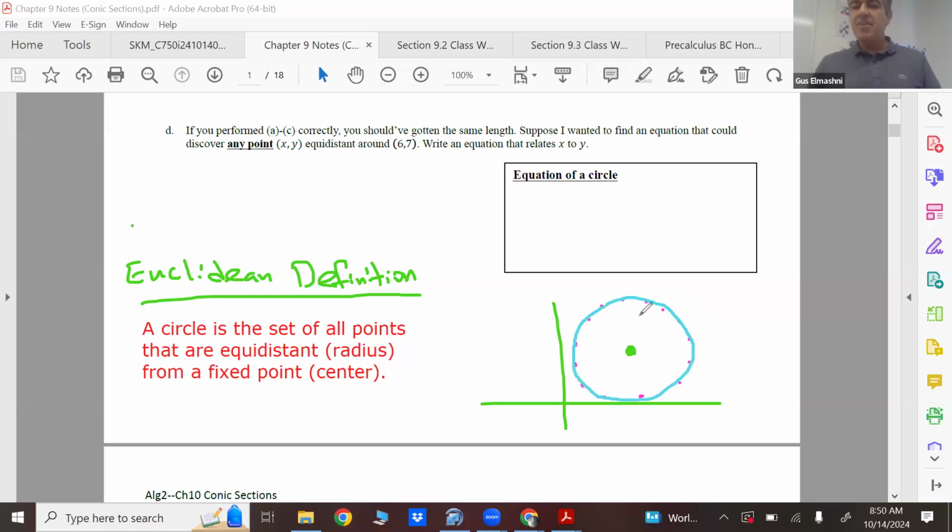Okay. So if I think about it, what if I call this point x, y? What if I call the center h, k? And what I call this r? Okay. How would I make an equation? What do you guys think? If I do the Pythagorean theorem, right?